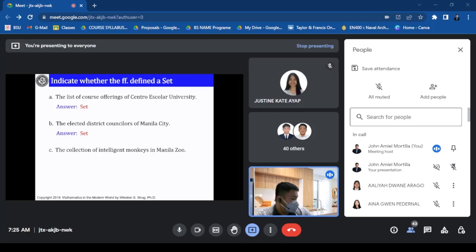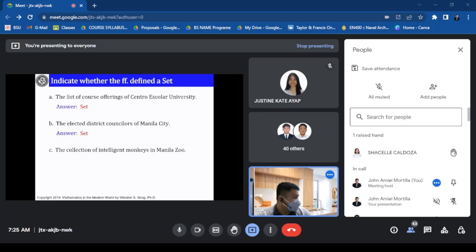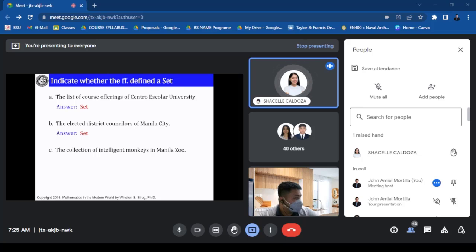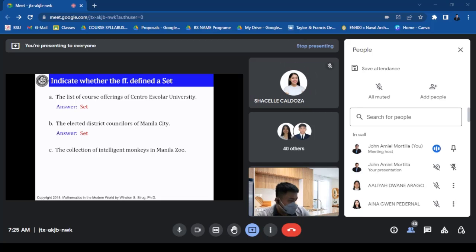Okay. So, meron pa. Sino pa? Baka meron pa dyan? Okay, Shaisel? Agree po ako kay Lance na hindi po siya set. Kasi po, ang monkeys po ay parang isang element lang po ng animals po sa Manila Zoo. Kumbaga parang meron po silang sariling variant, kumbaga po. Okay. So, tingnan natin kung siya ay set o hindi. So, the answer is, this is not a set.